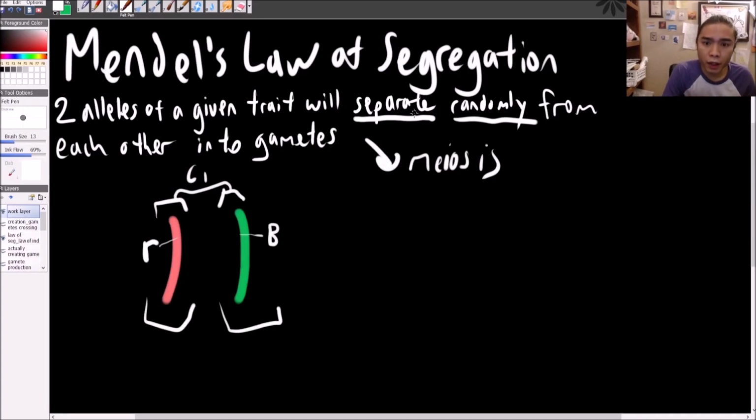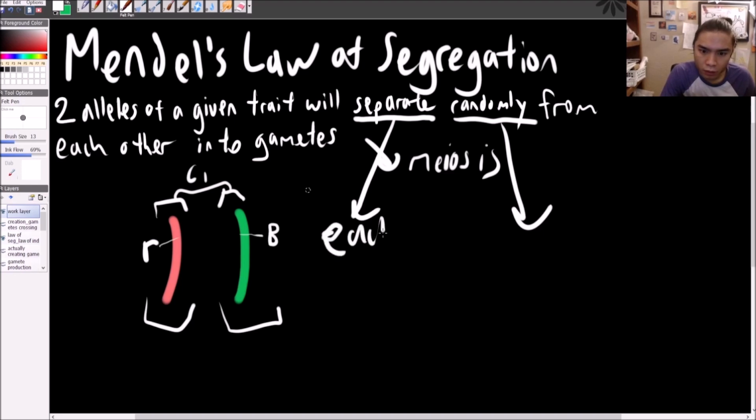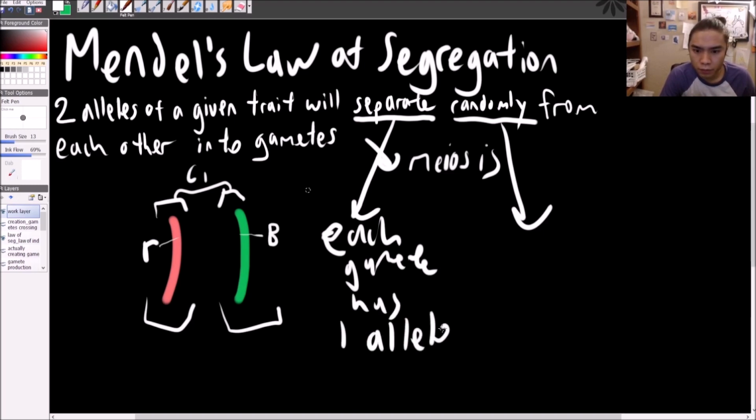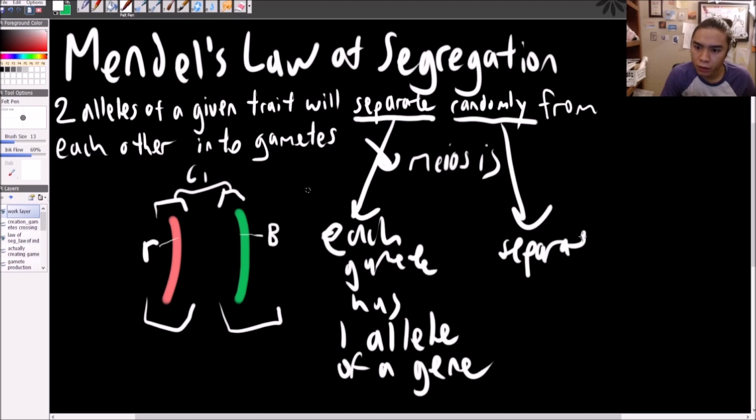So to reiterate, we want to focus on two parts of this: the separate part and the random part. So each gamete has one allele of a gene, and separation of alleles is random.